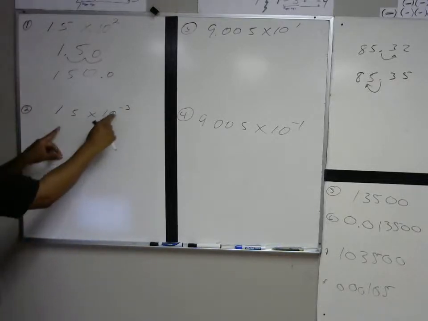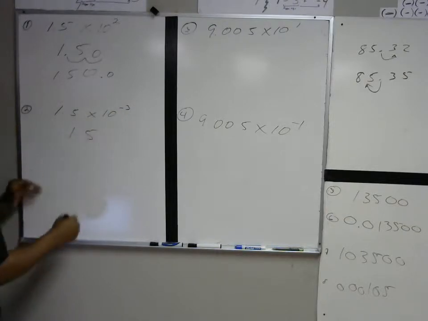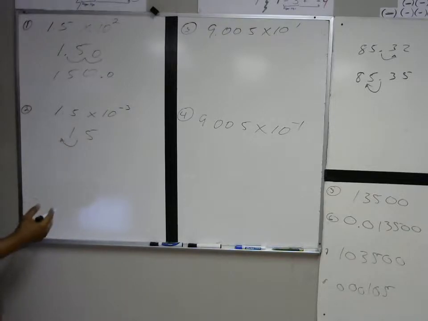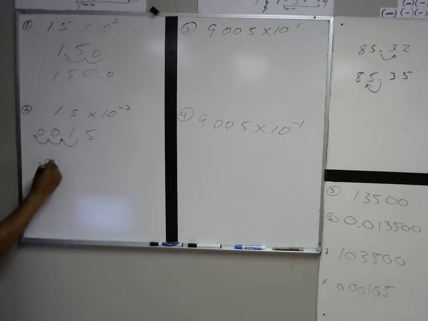Here, the negative means we want to make this smaller. So we take 1.5, and to make this smaller, we move the decimal here. That makes it smaller. That makes it 0.15. Let's make it even smaller. Put 0 here. Now it's 0.015. And make it even smaller here. Three moves, and it ends up being 0.0015. And you can see that the number was made smaller because of the negative exponent.